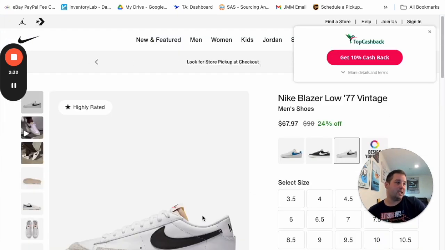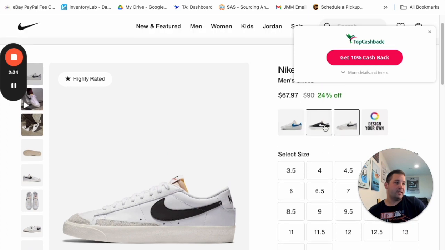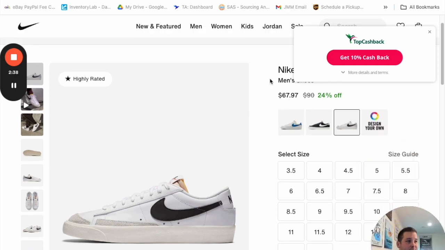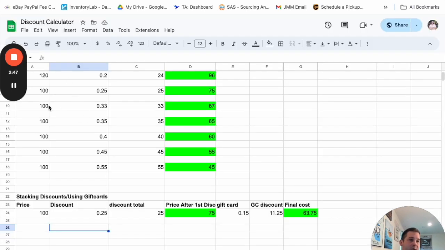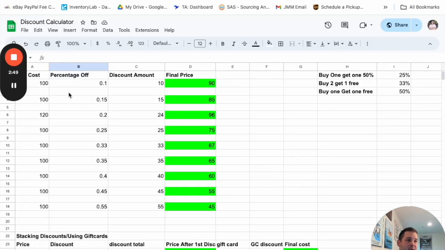So these Nikes were on sale. These are $67.96. If we were looking these up on SellerAmp to see if they're profitable on Amazon, we could do that. But let's just say we had a discounted gift card. You could just put that, let's say it was 10% off. So you could put that here, 67.67, and then you would just plug that into SellerAmp.